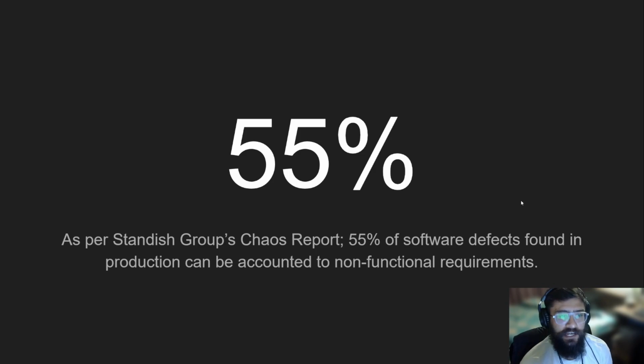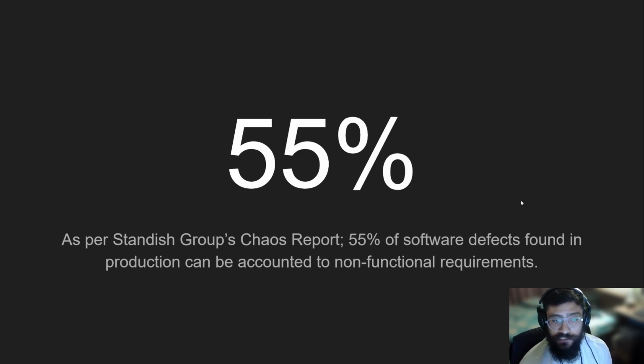According to the Standish Group's Chaos report, non-functional requirements account for approximately 55% of software defects found in production. These defects often lead to system downtime, security vulnerabilities, and poor user experience, contributing significantly to the overall failure of software projects. This stat alone underscores the critical role that non-functional requirements play in the success of a software project.